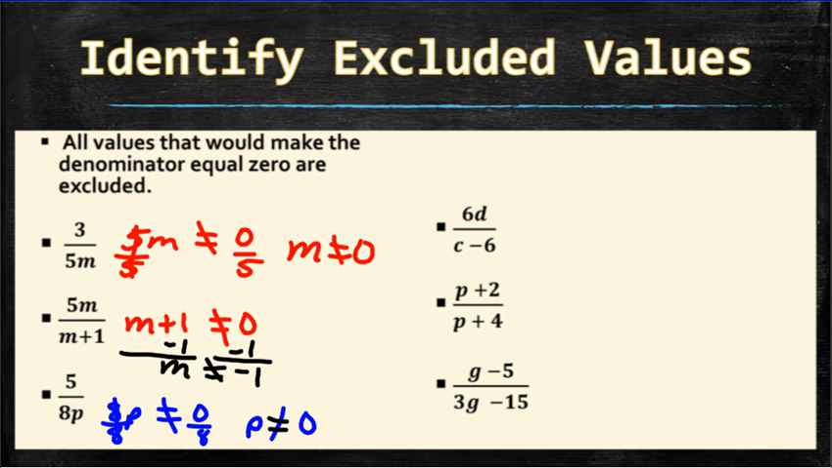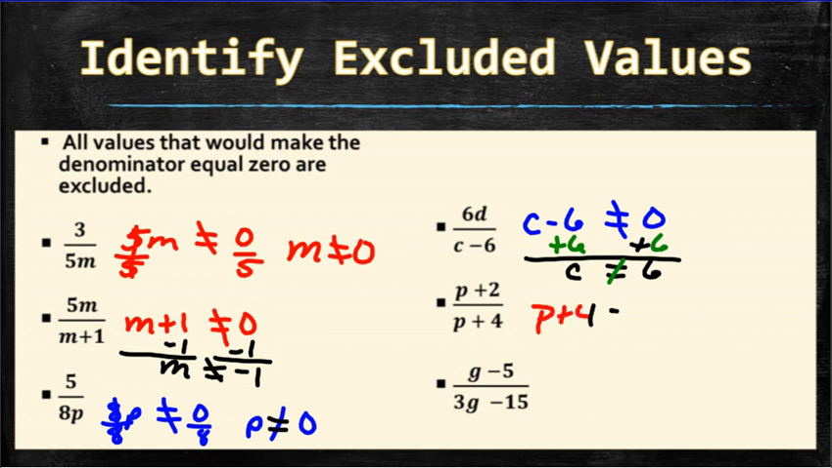This next one, 60 over c minus 6. To find the excluded value, I just take my denominator, c minus 6. This cannot equal 0. The opposite of subtracting 6 is adding 6. So I add 6 to both sides. C cannot equal a positive 6. Next one, p plus 4 cannot equal 0. The opposite of adding 4 is subtracting 4. So p cannot equal a negative 4.